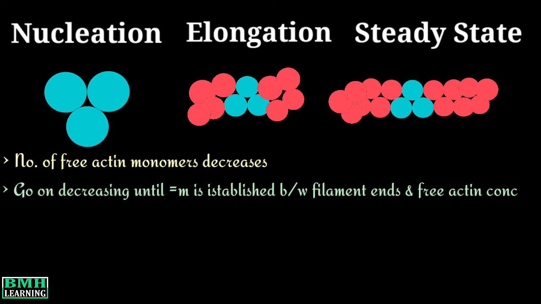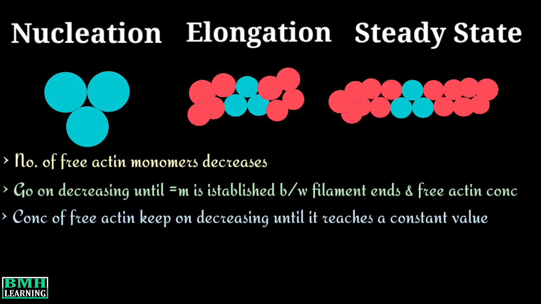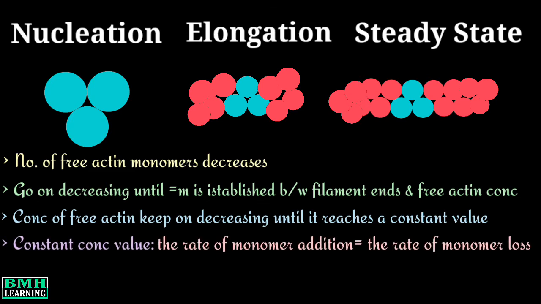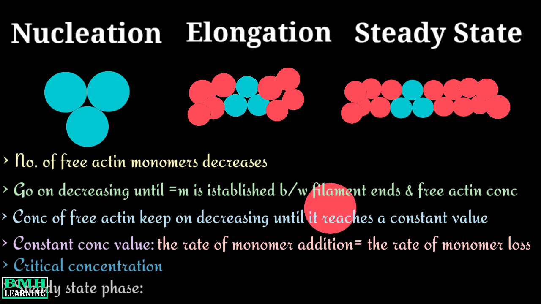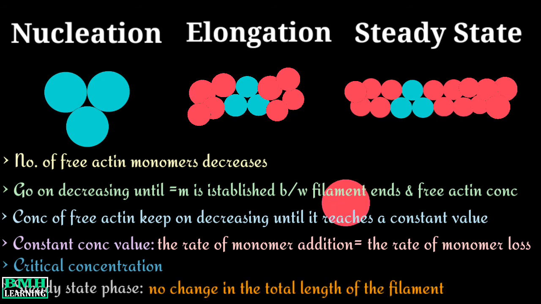To make this concept more understandable, we can say the concentration of free actin keeps on decreasing until it reaches a constant value, and at this constant concentration value, the rate of monomer addition equals the rate of monomer loss. So, wouldn't you like to know what this constant value is named? It's called the critical concentration. And this non-varying state is what we refer to as the steady state phase. So, in the steady state phase, if one monomer is added at the plus end, at the same time, one monomer is removed from the minus side, like this.